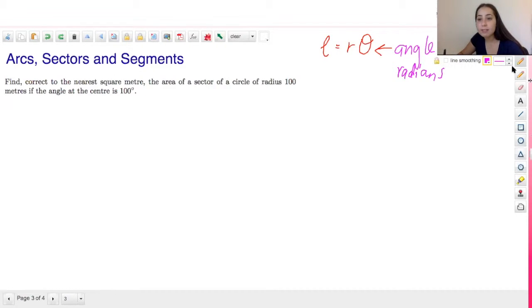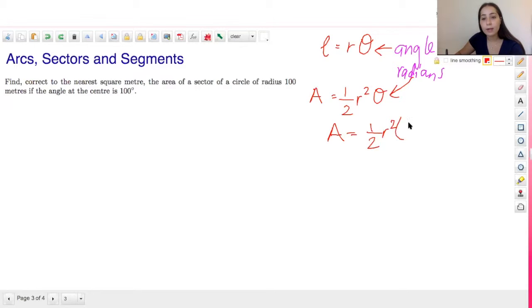And then the area of a sector. The area of a sector is half r squared theta. Once again, r represents the radius of the circle and theta is the angle subtended at the center in radians, okay? And then the area for a segment is half r squared (theta minus sine theta). So they're really simple formulas to work with. It's just one really key important rule that your angle is always in radians, not in degrees.